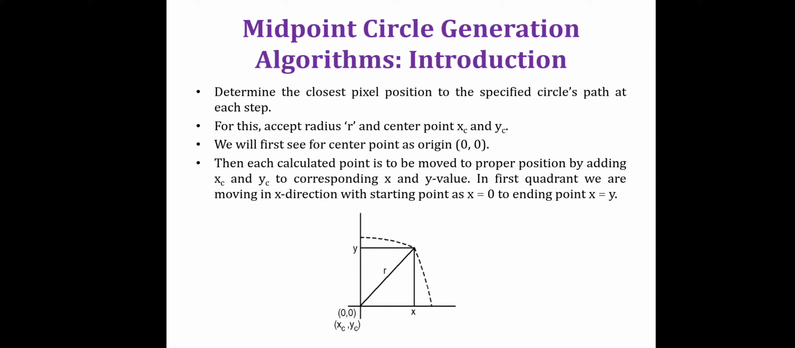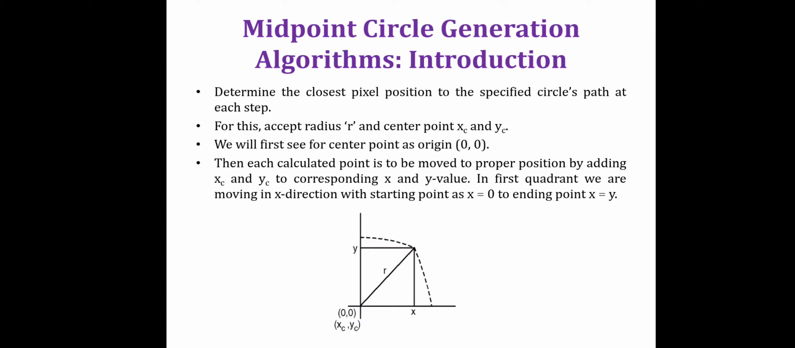First of all, we will again find the closest pixel to the current pixel in this midpoint circle generation algorithm also. For each step we are finding the closest pixel which is passing through the circle or passing nearby that curve. For this we accept the center of the circle with its radius. The center is shown by xc and yc, and the radius is shown by r. First we will take the center of the circle to be the origin. Here you can see that 0, 0 shows the center of the circle at the origin, right?